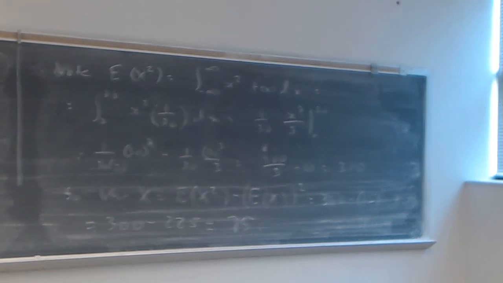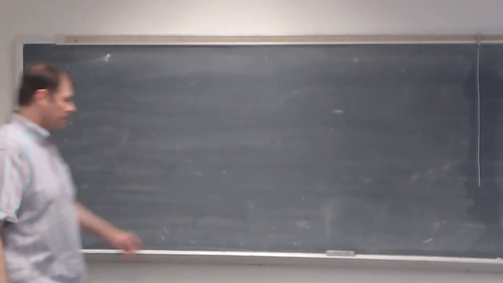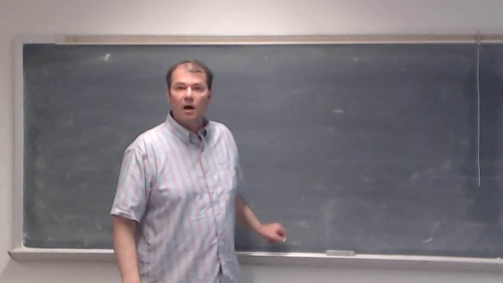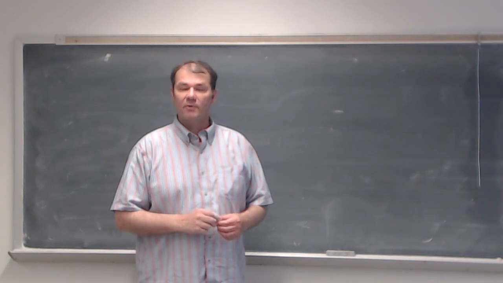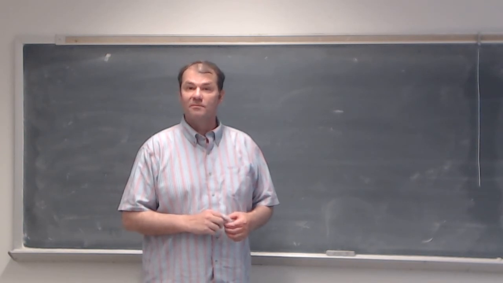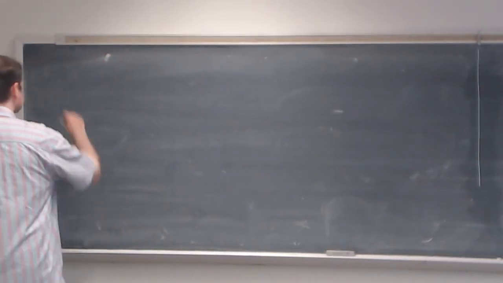Okay, the last thing I want to do today is start talking about some specific continuous random variables, much like we talked about some specific discrete random variables. The first continuous type of random variable we're going to talk about is called a uniform random variable. So here's its definition.